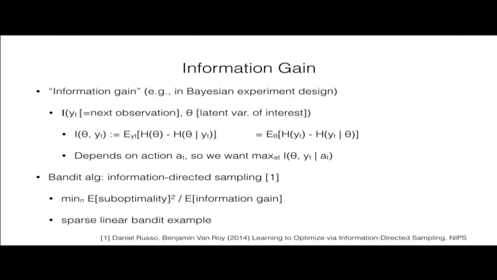Okay, so there's a bandit algorithm that was proposed by Russo and Van Roy called information-directed sampling. What it ends up doing is it constructs this ratio. It turns out that the right thing to do is to look at the expectation of the suboptimality squared, where suboptimality means how, according to your mean rewards of all the actions, how suboptimal is your current probability distribution over actions. So you minimize expectation of suboptimality squared over expectation of information gain.